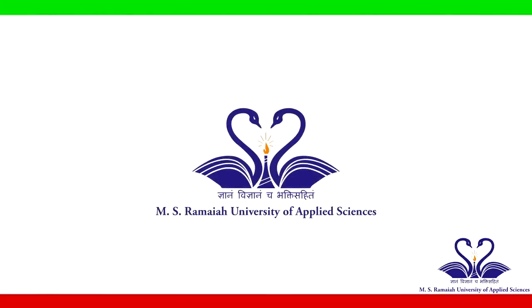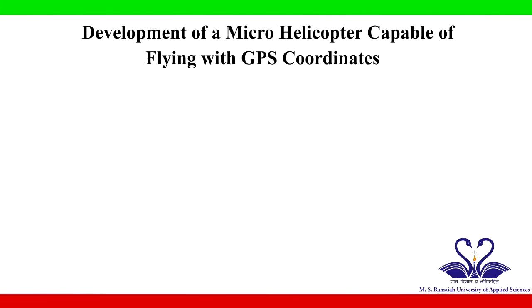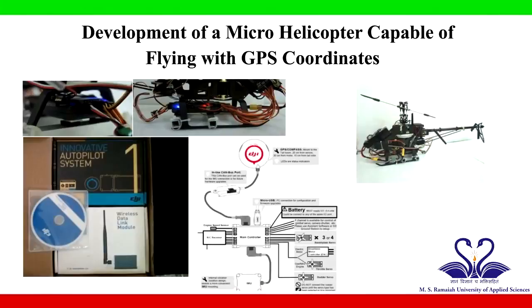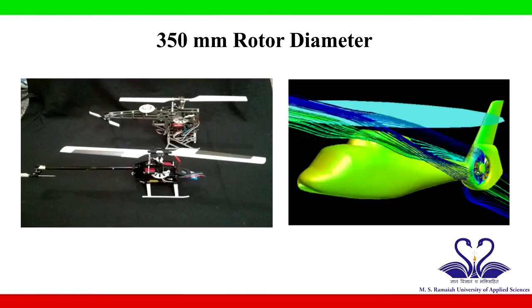Techno Center at MSRUAS has been indigenously developing a micro-helicopter for defense surveillance applications. The challenge from the defense community was to develop a micro-helicopter capable of flying to predefined locations specified by GPS coordinates, and all the while flying on autopilot without intervention from the ground. The designed helicopter has a 350 mm rotor diameter, a dimension at which conventional helicopter aerodynamics does not apply.